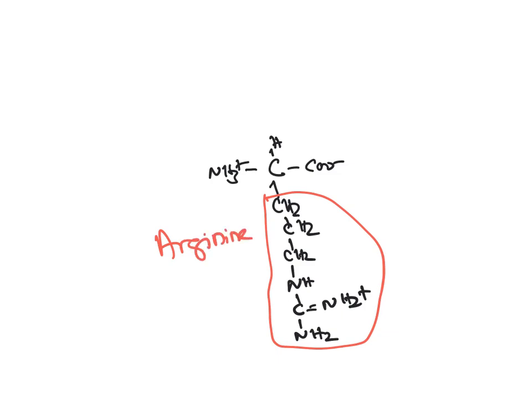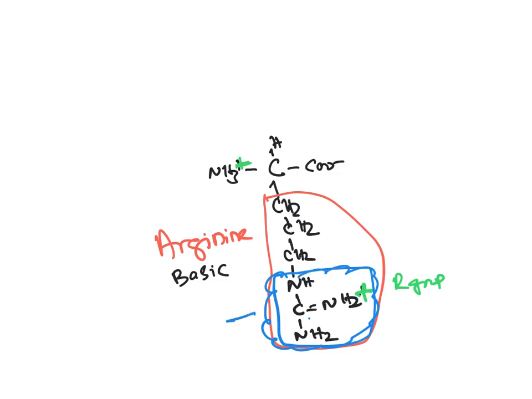Now look at the charge of arginine. It has 1 positive charge in the primary amino group, and another positive charge in the R group. So the R group has a positive charge there, and 1 negative charge. So 2 positive and 1 negative. That means it is a positively charged amino acid, which is a basic amino acid. Arginine is a basic amino acid. Now look at one of the special parts of arginine. This part, NH, C double bond NH2 plus and NH2. This special part, we call a guanidinium group.